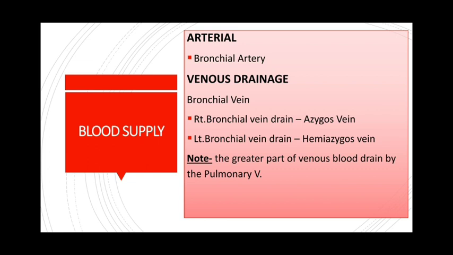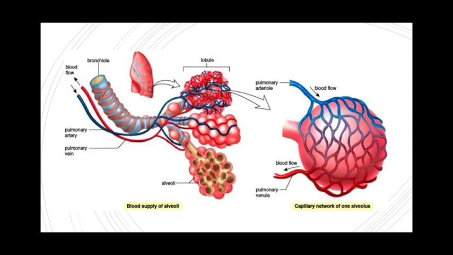For venous drainage, the deoxygenated blood is drained by the bronchial veins. The right bronchial vein drains into the azygos vein and the left bronchial vein drains into the hemiazygos vein. The greater part of the venous blood is drained by the pulmonary veins, right? So this is the blood supply. Each part of the lungs has its own supply, mainly the pulmonary artery and pulmonary vein. Okay.